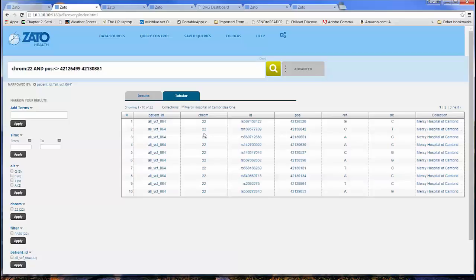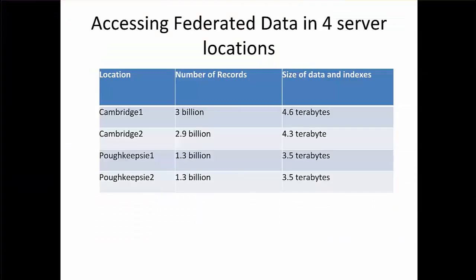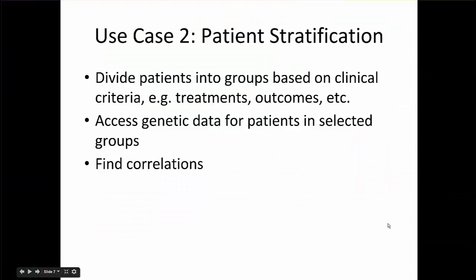Now we move on to use case 2. This is related to use case 1, but before we get the genetic data, we want to divide patients into groups according to clinical criteria. For example, what treatments they have received, or outcomes, and so on. Then we'll access genetic data for each group to find commonalities in the groups.